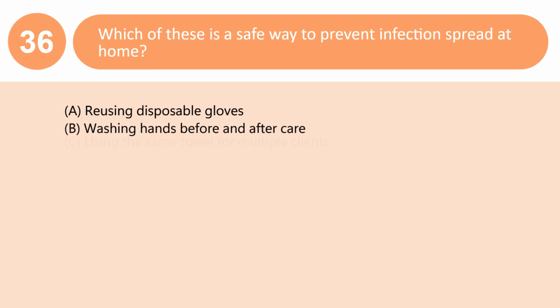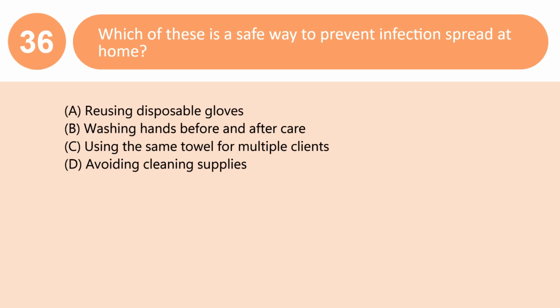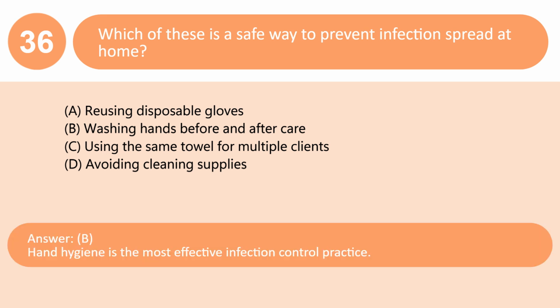Which of these is a safe way to prevent infection spread at home? A. Reusing disposable gloves. B. Washing hands before and after care. C. Using the same towel for multiple clients. D. Avoiding cleaning supplies. Answer B. Hand hygiene is the most effective infection control practice.